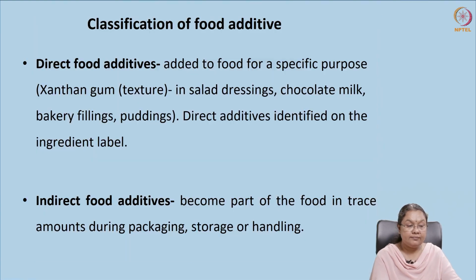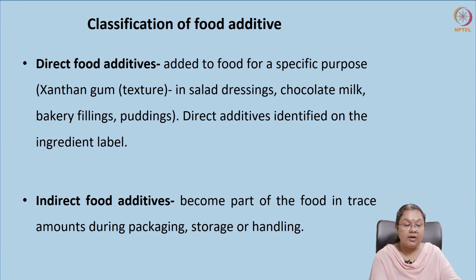Now food additives can be classified as direct food additives or indirect food additives. Direct food additives are those additives which are added to the food directly with a specific purpose, and this is done intentionally. These are listed on the label as ingredients. For example, we have xanthan gum. It is added intentionally to chocolate milk or salad dressings for improving the texture. So the gum improves the texture of the product, so we are adding it knowingly.